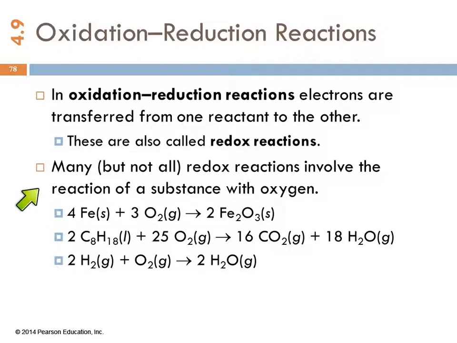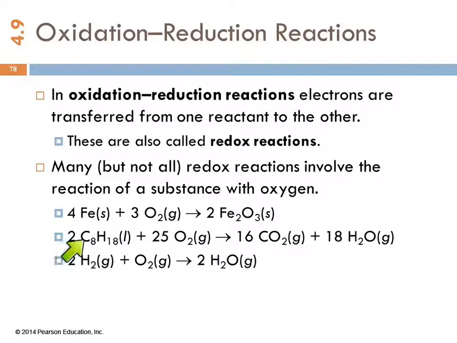When we have oxygen as a reactant, chances are very good that that's going to be a redox reaction. Here we have iron reacting with oxygen. Basically, the iron is rusting, is what we would say, to form an iron oxide. This is a redox reaction.